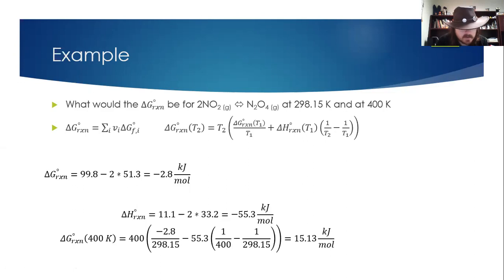And that's going to have the effect of, well, that's a positive 0.047. We're going to add that to negative 2.8 over 298. That's going to result in positive 0.037. And at 400, it's actually 15.13. So the delta G of the reaction is now non-spontaneous at 400 Kelvin. Non-spontaneous by a lot.